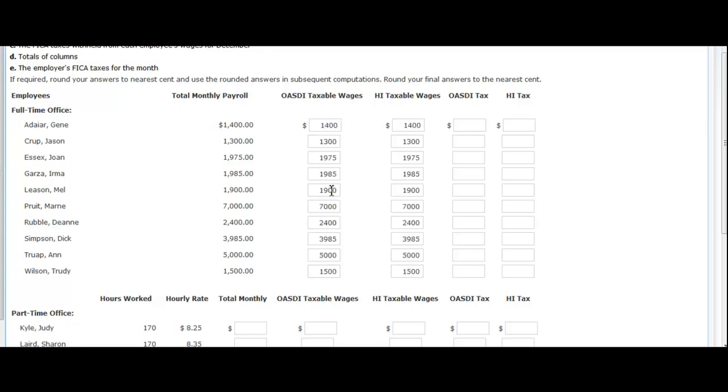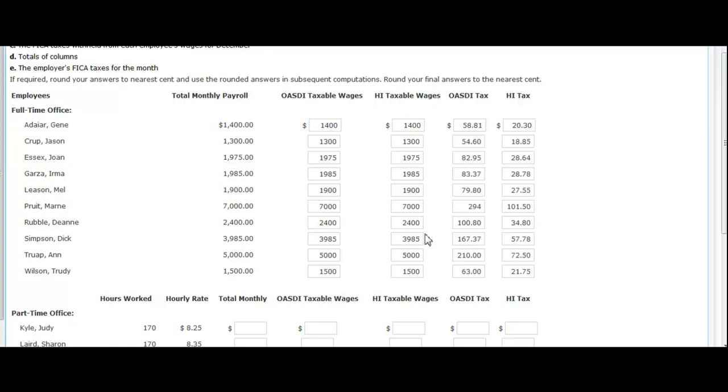Since none of our employees make over the $110,100, all of their paycheck is subject to taxes. Then we're going to calculate the OASDI, which is 4.2%, so 4.2% times 1,400 is $58.80, and then the high tax is 1.45%. 1,400 times 1.45% is $20.30. Now we're going to do the exact same thing for every single one of these employees.